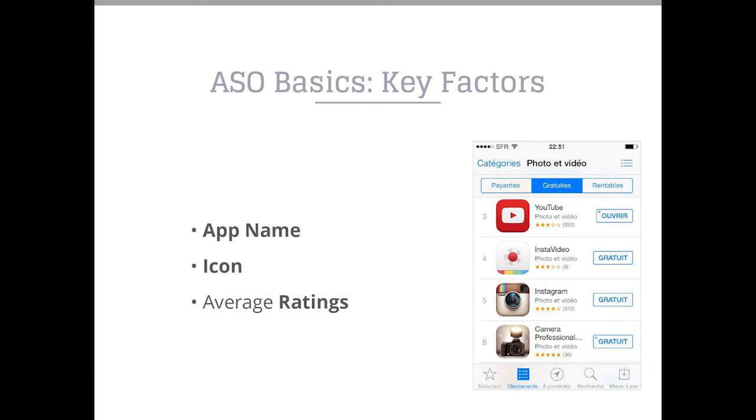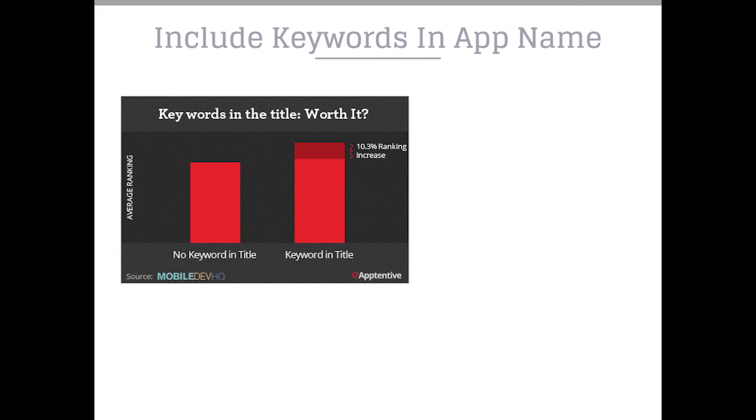So let's talk a little bit about ASO, a few basics. Just remember that icon, app name, and average ratings are really important. It's really advised to use keywords in the app name, and it works quite well for Pocket, which succeeded in being second on save videos, because they use these words in their taglines, in their title.